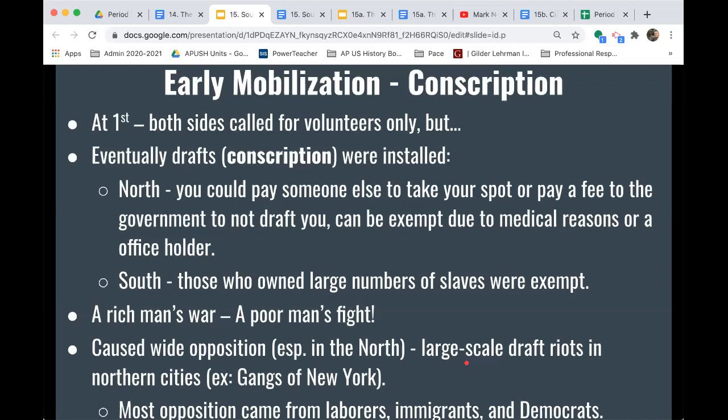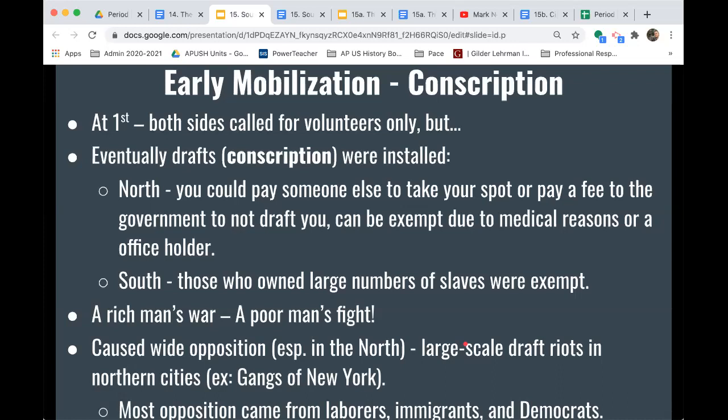Which gives the Civil War this title, this philosophy really, of being a rich man's war, as it's a war that's benefiting the rich, right, to protect slavery or to protect cotton in the U.S., but a poor man's fight, as we're asking most of Americans, the poor, to actually fight the war. There's wide opposition to the draft, especially in the North. In the northern states specifically, there are large-scale draft riots, large-scale riots against the draft, that are only going to increase after the Emancipation Proclamation goes into place.